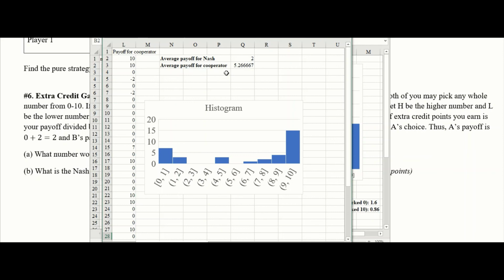Remember, if a cooperator meets another cooperator, they get a payoff of 10. So that benefit's pretty big, even though they sometimes meet a Nash player and get exploited. The Nash players benefit from undercutting the cooperators, but if you're picking 0 and they're picking 10, your payoff's going to be just +2. So overall, the Nash players got a lower payoff than the cooperators did.